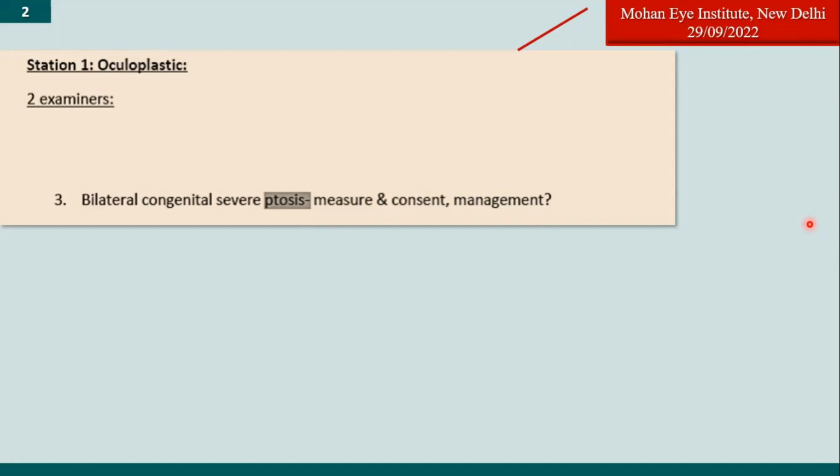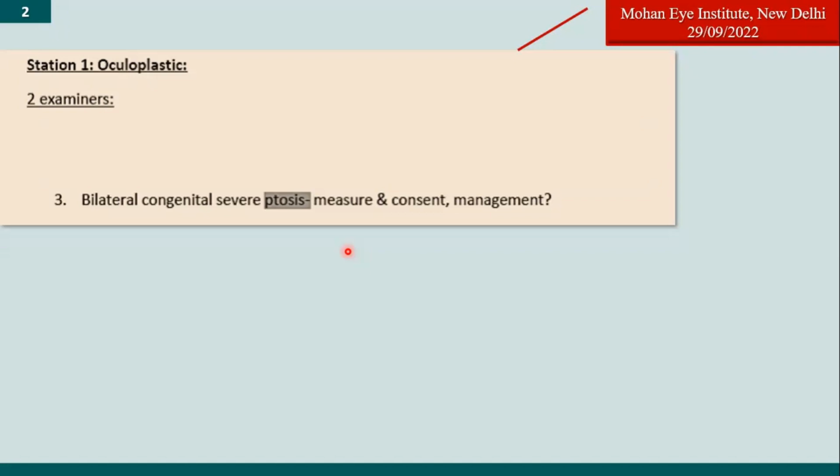There is an important missing piece of information here. The MRD1 is almost zero. Already, severe ptosis indirectly reflects that the candidate measured MRD1. But the most important measurement in ptosis is missing in this line. I think levator function. Yes, levator function, excellent.